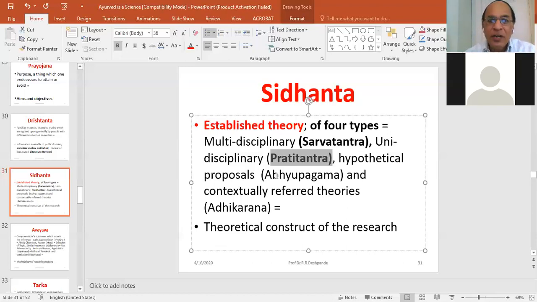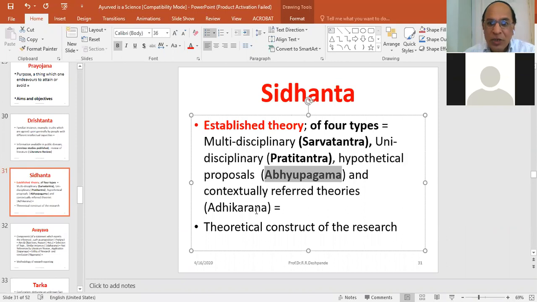Then hypothetical proposals, Abhyupagamya. We have to accept some hypotheses. For example, in Ayurveda it is mentioned that Vata Prakriti people are prone to arthritis. Write down this example. I'm sorry, each time we have to add some examples. That is Abhyupagama, that is the Siddhanta, but hypothetical. We must prove it by evidence.